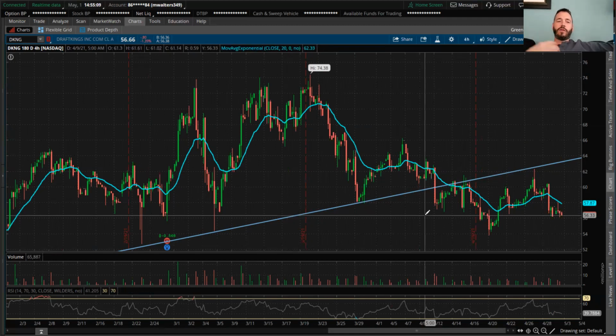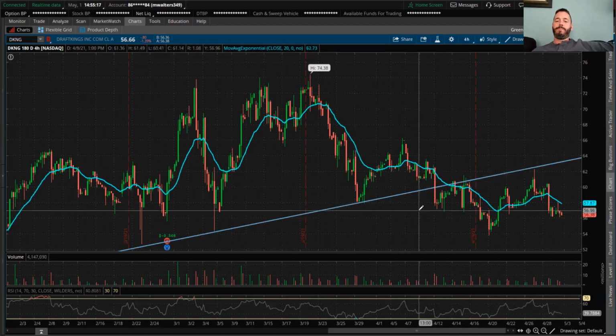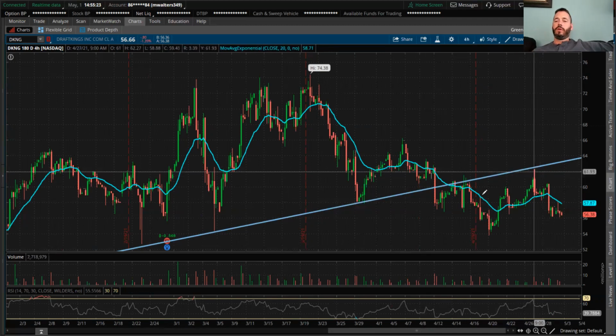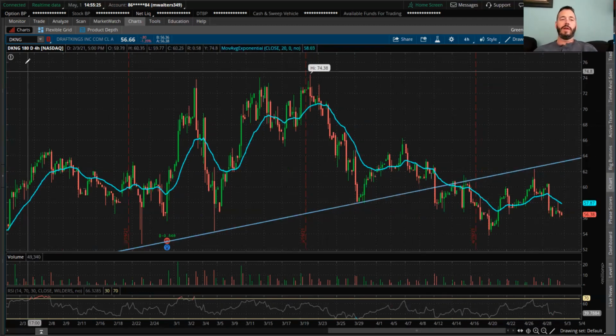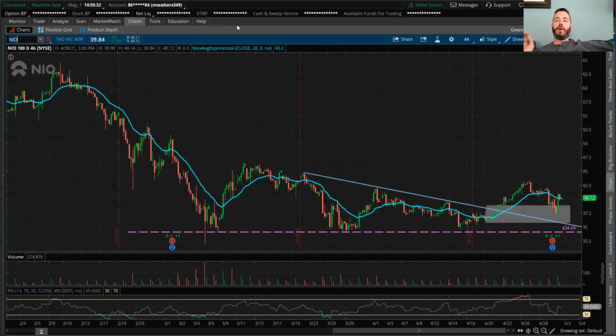So it's not just me seeing this stuff. I keep saying that over and over again. In order to get moves like this, it has to be computer algorithms and a lot of other day traders looking at this technical analysis. Technical analysis is very strong. And then our third example is NIO.